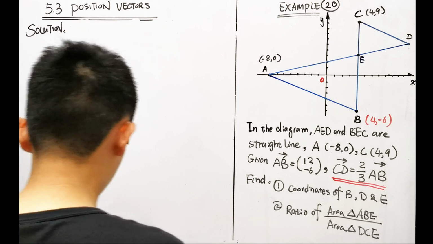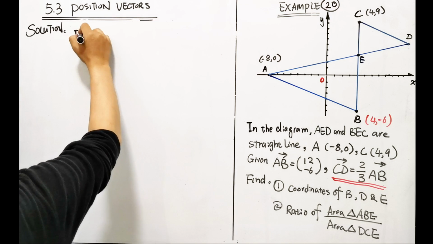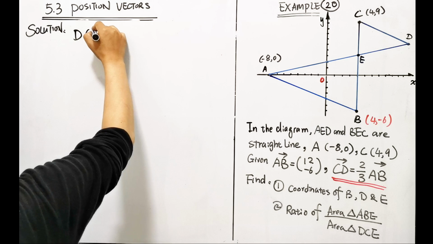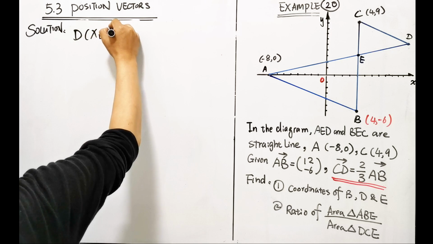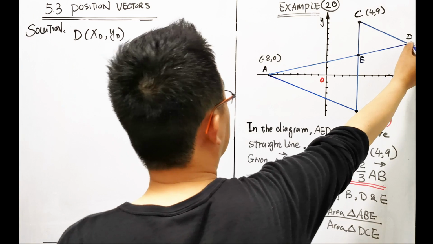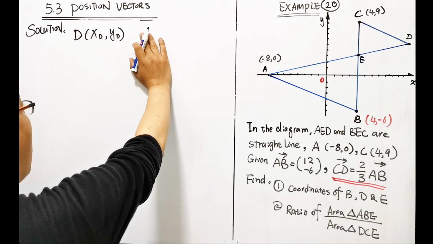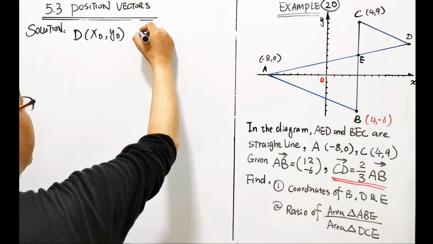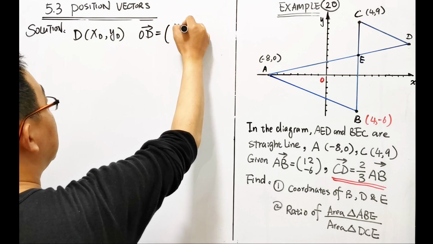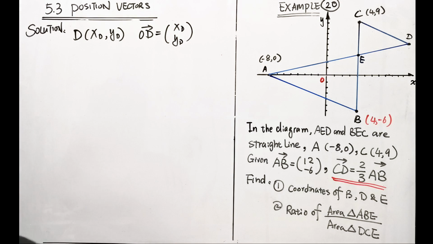Okay, let's continue. The next one, we have to find out the coordinate D. The D is the same thing. The point D is XD and YD. So this point D, in terms of the reference point, origin point O, we can write OD equals to XD and YD in column vector form.